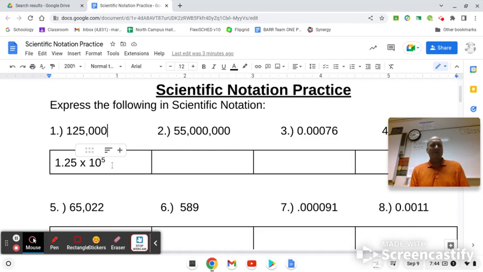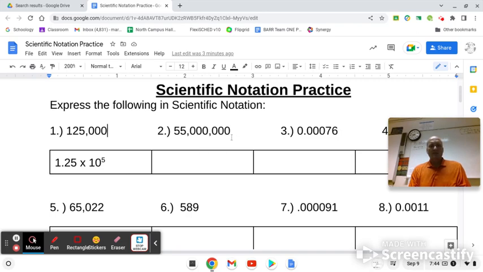So however many times you move it to the left, that becomes a positive exponent. You could think about this as just being 1.25 times 100,000. So 10 to the 5th is 100,000. So you can see how by writing it this way, we don't have all the zeros. I'm going to go to number 2. You can do it with me.